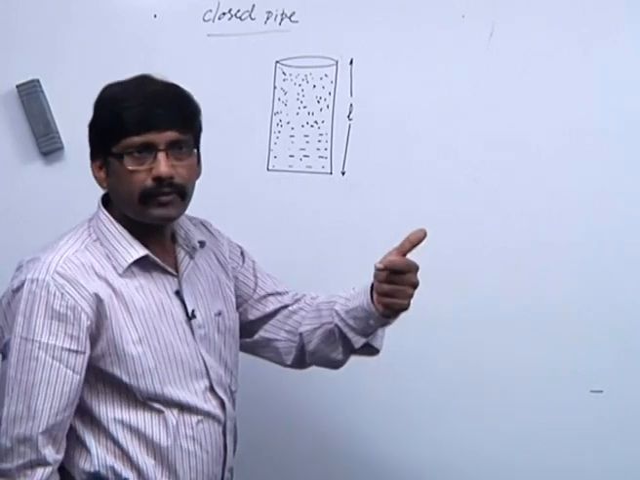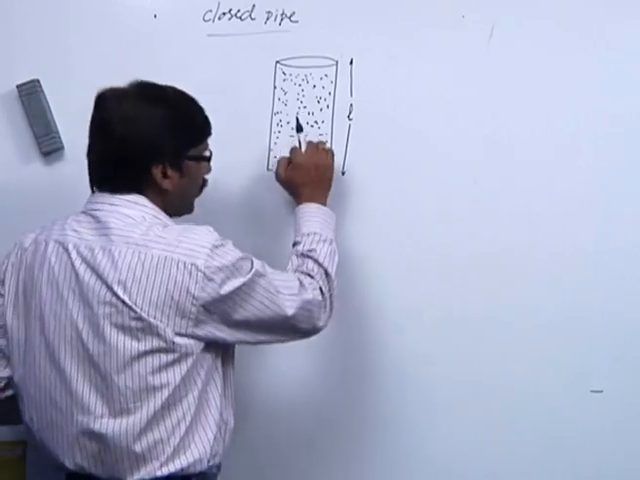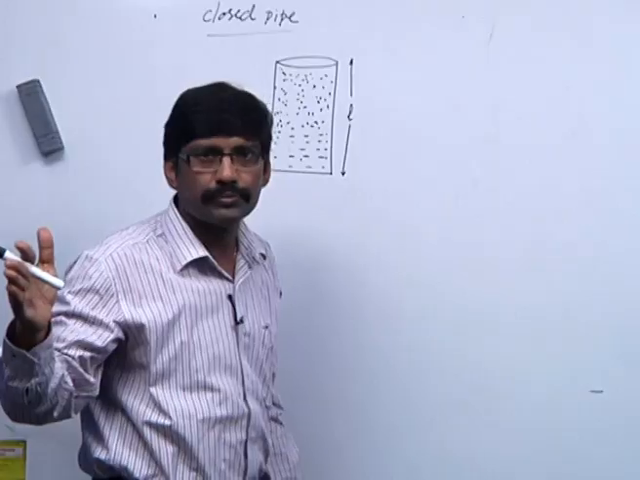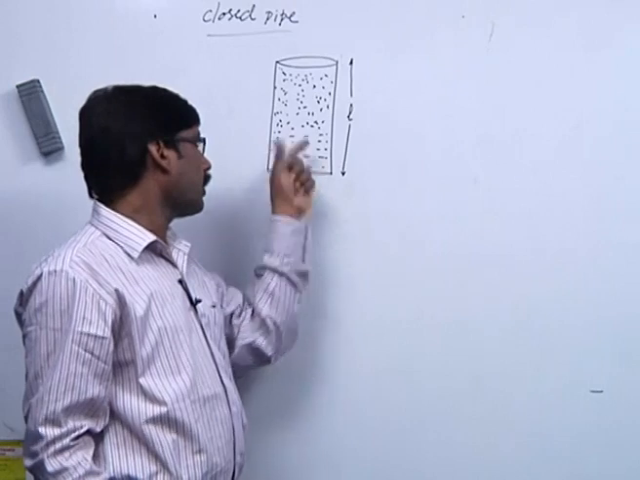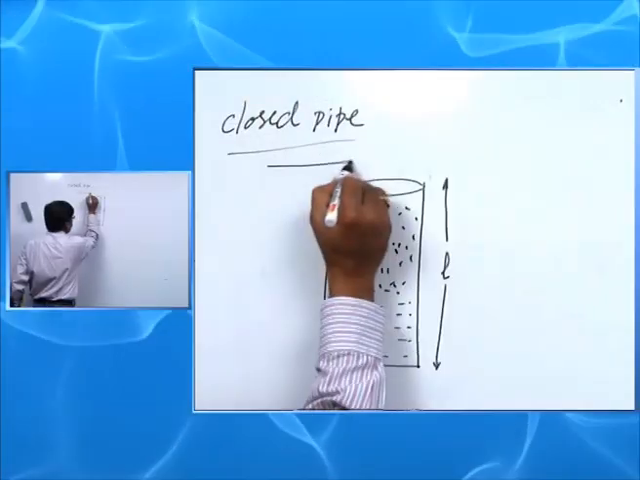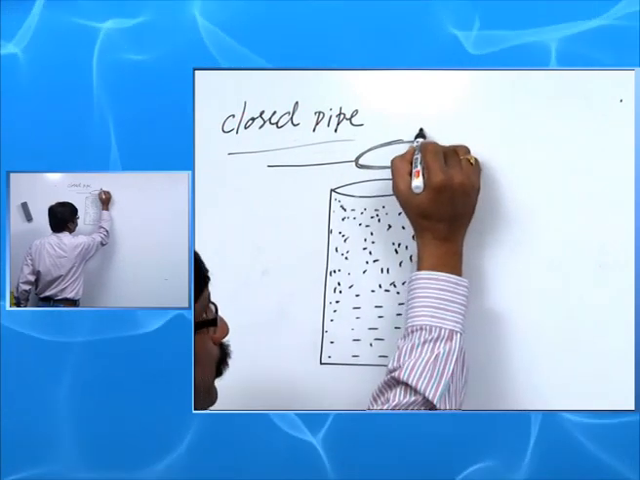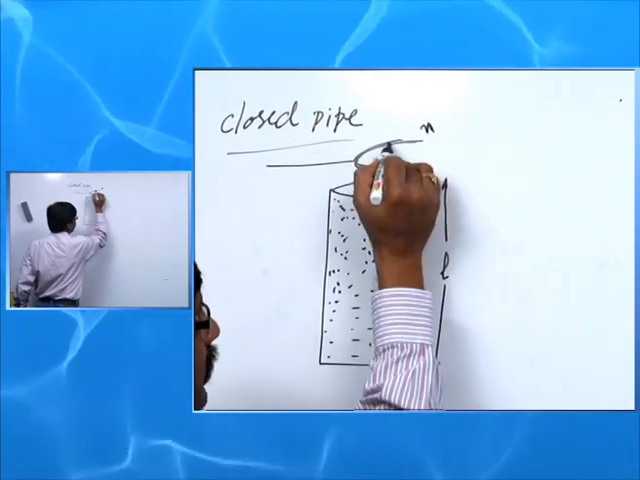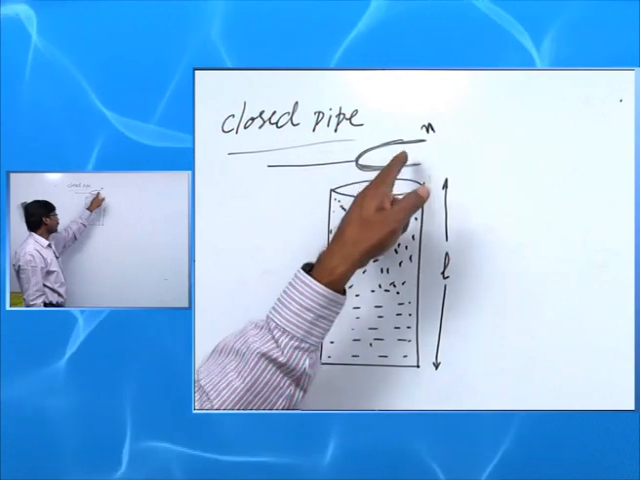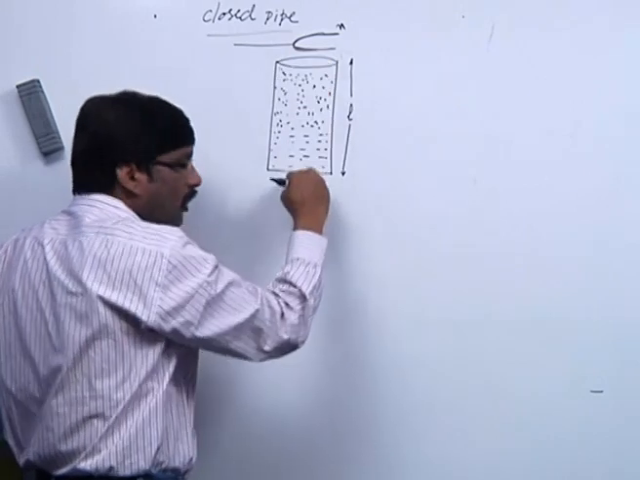Now, in the earlier case, I was using a string. Now, I can vibrate this air column by applying some periodic force. Let us say, take a tuning fork of frequency n, vibrate it, and we can send the disturbance along the air column.